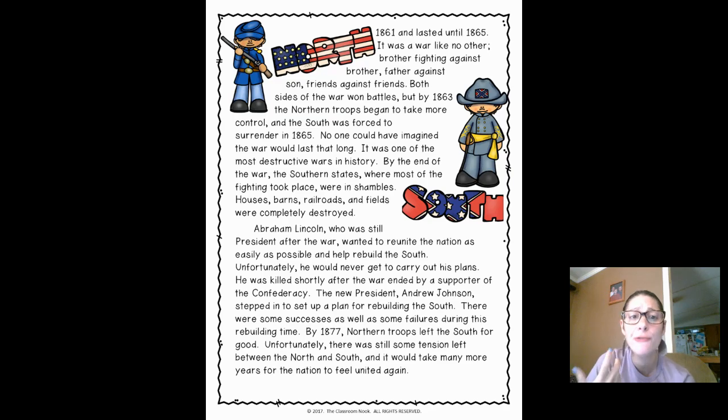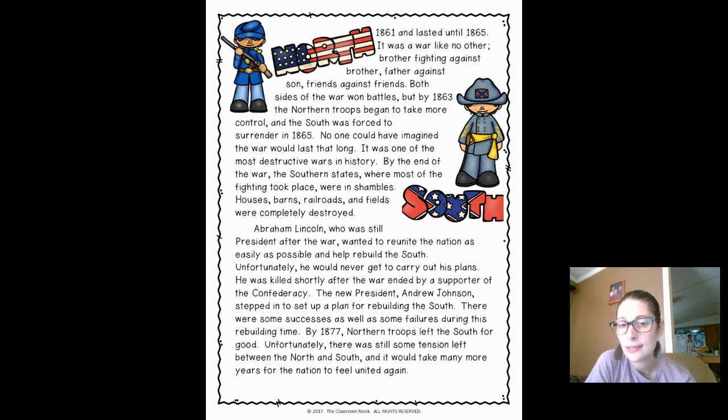And barns were burned, fields were destroyed, houses were destroyed, whether it was from lighting fire to them or in a war zone, okay? Abraham Lincoln, who was still president after the war, wanted to reunite the nation as easily as possible and help rebuild the South. Unfortunately, he would never get to carry out his plans because he was assassinated. The new president, Andrew Johnson, stepped in to set up a plan for rebuilding the South.